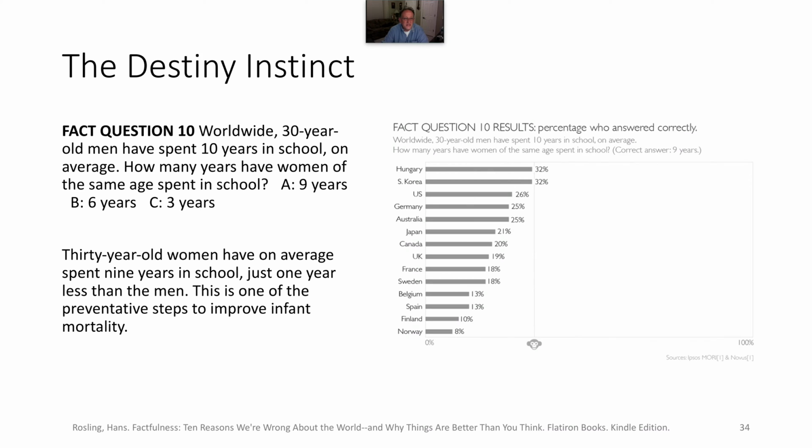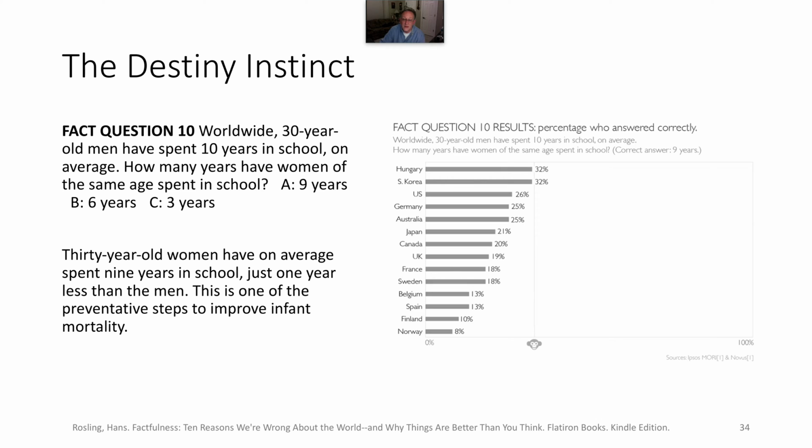Fact question number 10. Worldwide, 30-year-old men have spent 10 years in school on average. How many years have women spent in school at the same age? 9 years, 6 years, or 3 years? And this was done for 30-year-old women around the world. It turns out worldwide, the average 30-year-old woman has spent 9 years in school, just 1 year less than men.